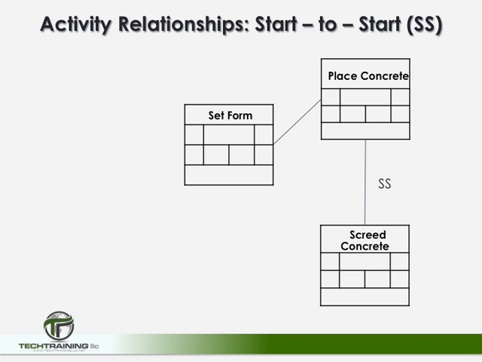Now next is a start-to-start relationship. In a start-to-start relationship, two activities must begin at the same time. As an example, the placing of a concrete sidewalk. As the concrete is being placed, the finishers are screeding the concrete directly behind the placement. Therefore, the placement of the concrete and the screeding of the concrete must start at essentially the same time.